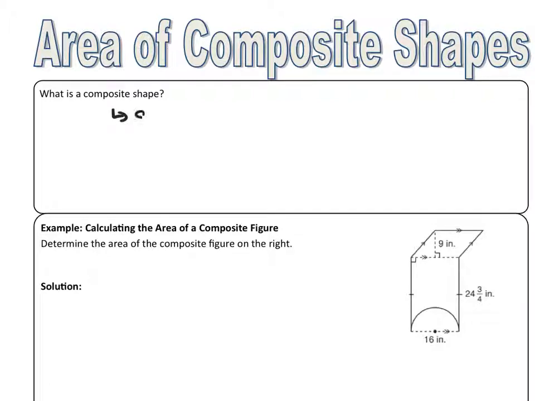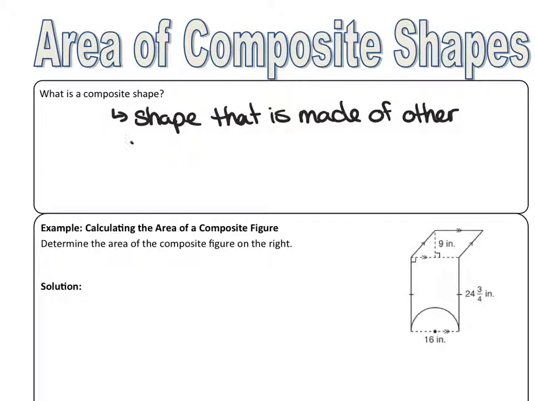It is a shape that is made of other smaller simple shapes. And that's a lot of what we're going to be doing with geometry in this unit: we're going to look at composite shapes. So right now just two-dimensional, but the next lesson will be three-dimensional.